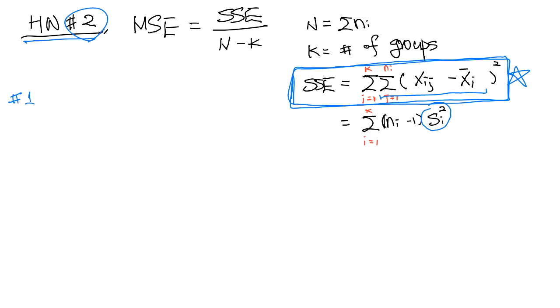In number 1, we have 4 samples, so K is equal to 4. And now I have 6, 3, 3, and 9, 5, 7, 8, 6.